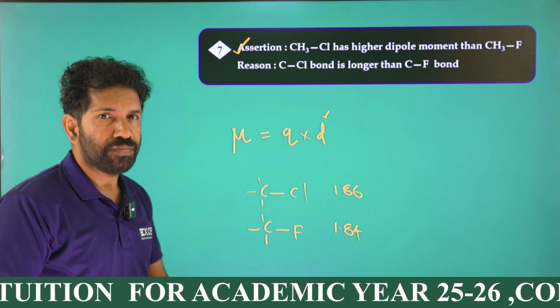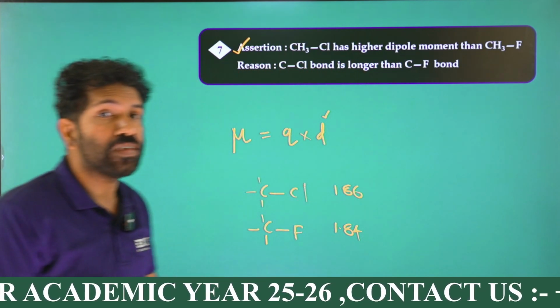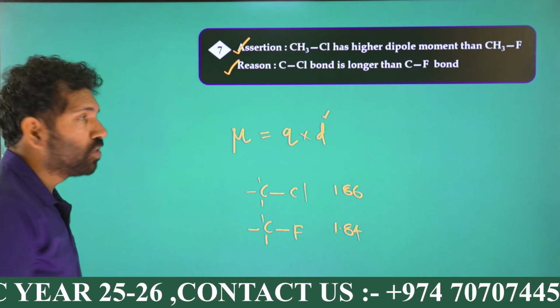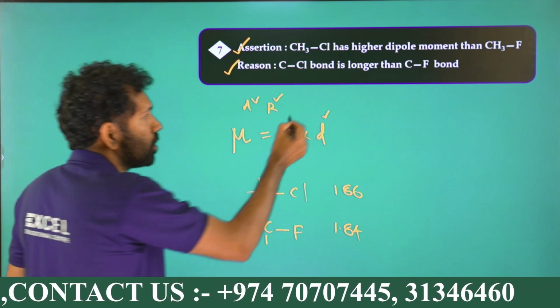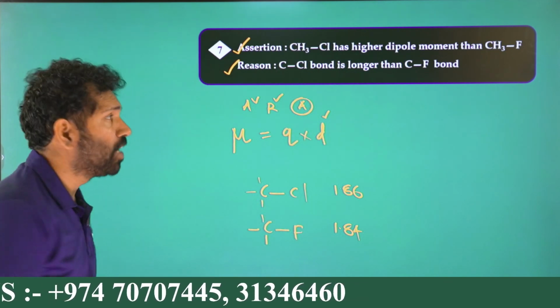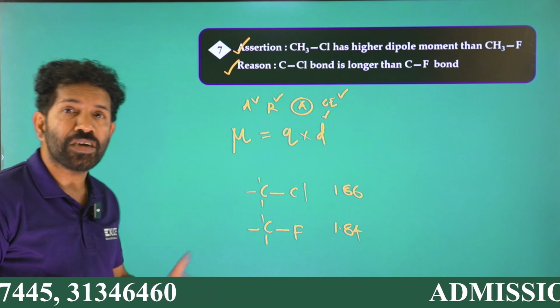What about the reason? The C-Cl bond is longer than the C-F bond. Yes, that's the reason why CH3Cl has high dipole moment. The reason is correct. So the option: assertion correct, reason correct, correct explanation. Option A. As per CBSE, it will be option A, and that is correct.